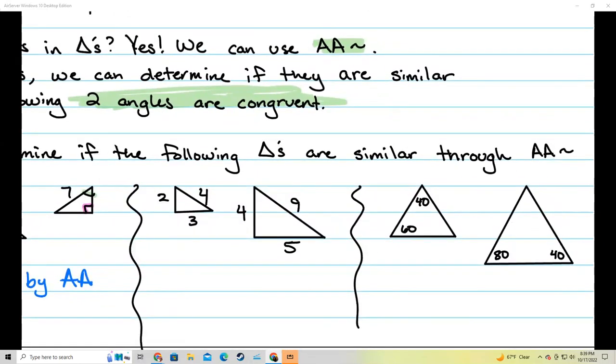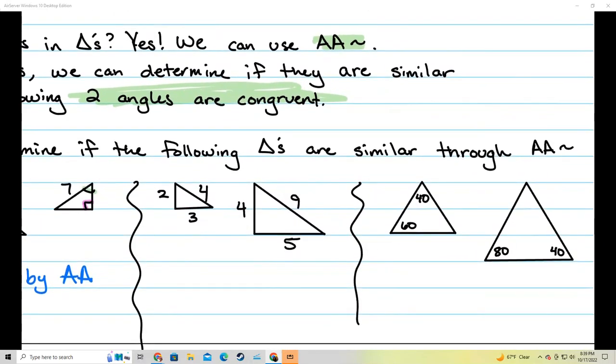And then the last one, this is going to be the one that is going to give us a little bit of trouble. This is the one that's going to separate my A students from my B's and C's. It's questions like these. So I'm going to look for AA similarity. And the first thing I notice is, yep, I got one angle that matches. I got 40 degrees with 40 degrees. Now, the common thought would be to be like, oh, well, that's an angle, but then the other angle doesn't match. And so therefore, these are not similar.